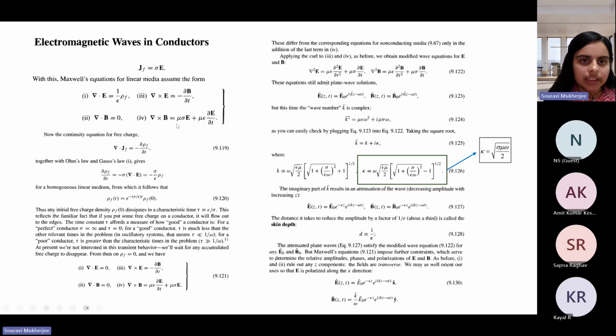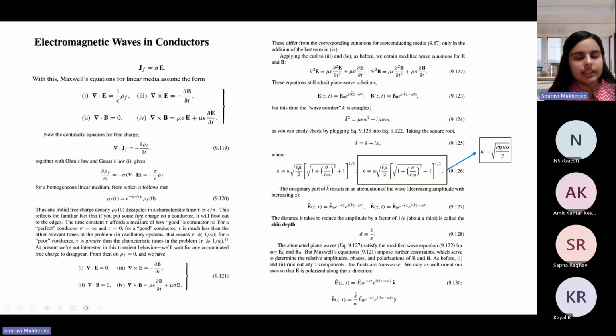So this is an extra term that comes up. Considering that there are some free charges, this is what you get. And from the continuity equation, you can see that J is related to rho. So if you just solve that, what you get is this. This is telling you how the initial free charge density is dissipating with time, and the characteristic time scale is given as epsilon by sigma.